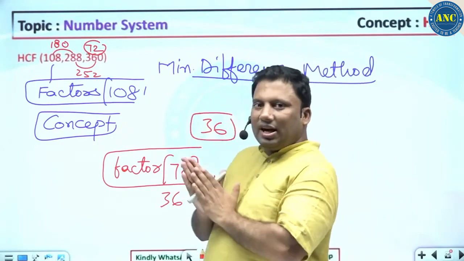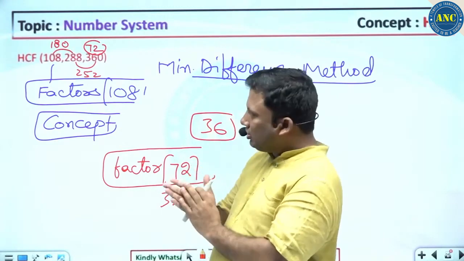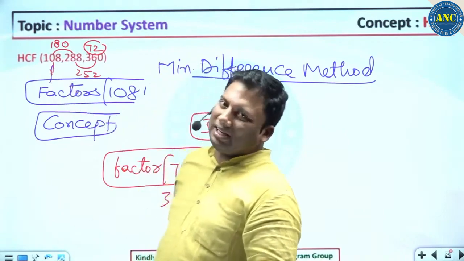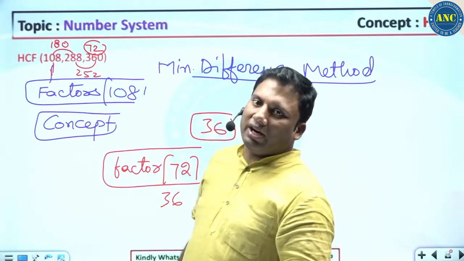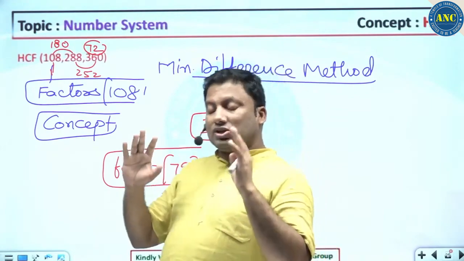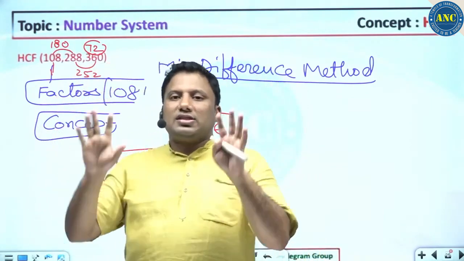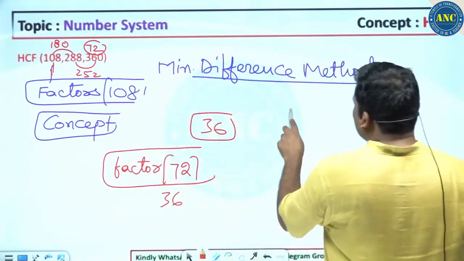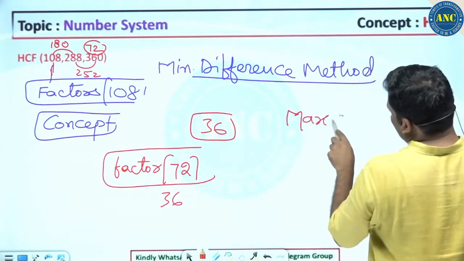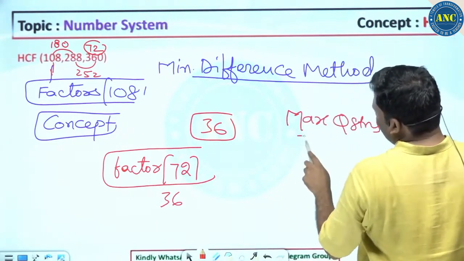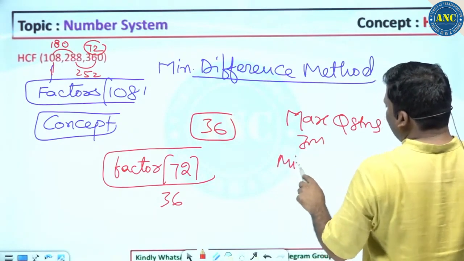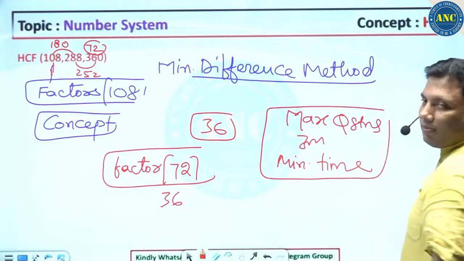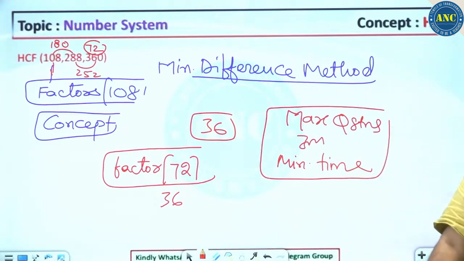Answer is 36. 108, 288, 360: take the minimum difference method. If I go to the smallest, it might be a little time consuming. If you get it, that's well and good, but anything that you are solving, you should solve quickly. Sir, how should I solve maximum questions in minimum time? This should be your agenda: maximum questions in minimum time. I hope the idea is clear.